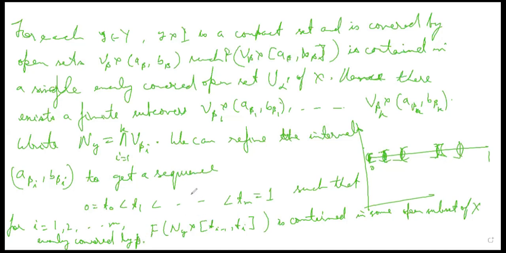So we can do this, right? Because our intervals, as I told you, these (a beta i, b beta i) may be entangled, something like this, but we can refine. We can resize these intervals in such a way that we get a finite sequence such that this is contained in some open subset of X.